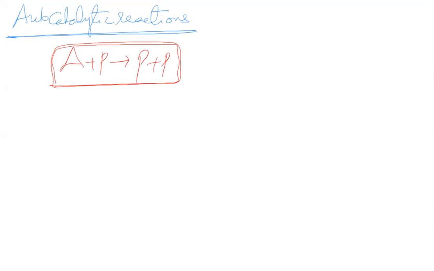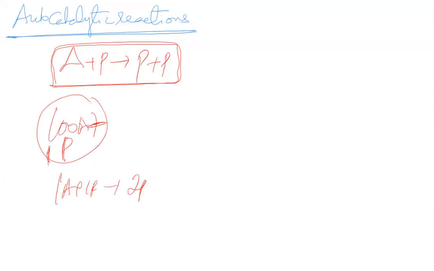Suppose I have, let's say, 100A, and you leave it, there will be no reaction. But if you put, let's say, 1P, if you take 100A plus 1P, then you will have a reaction. How does this reaction happen? First 1A will react with 1P and form, let's say, 2P. Then 2A reacts with 2P and forms 4P. Then 4A reacts with 4P and forms, let's say, 8P.